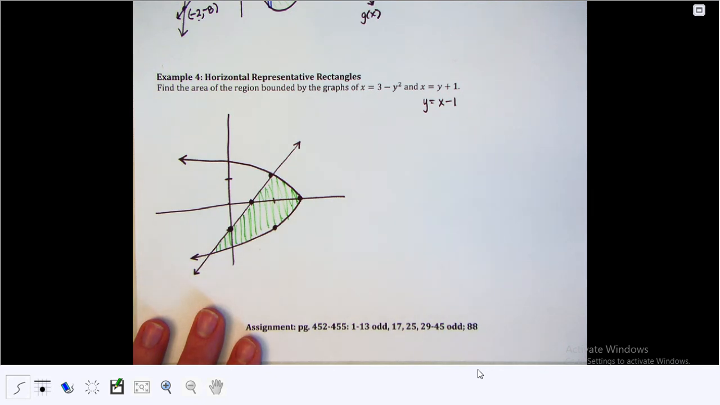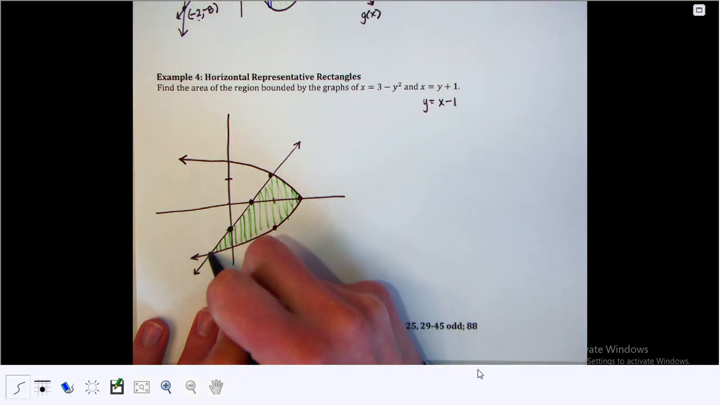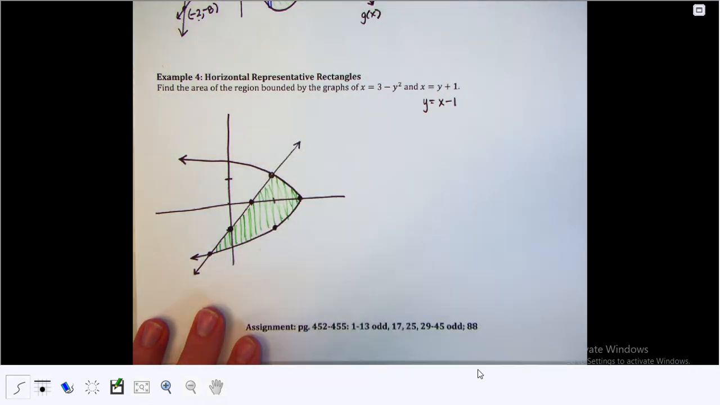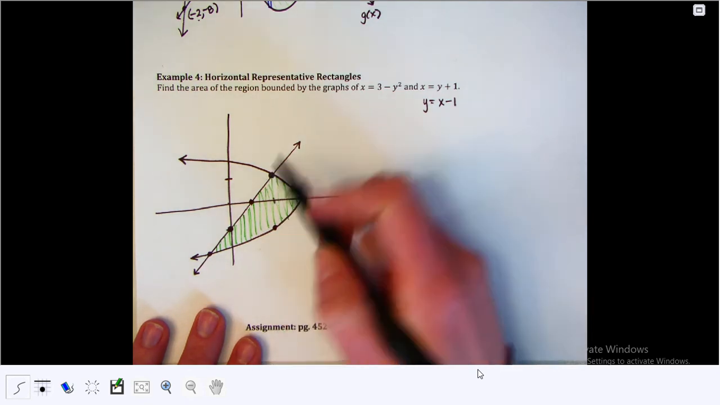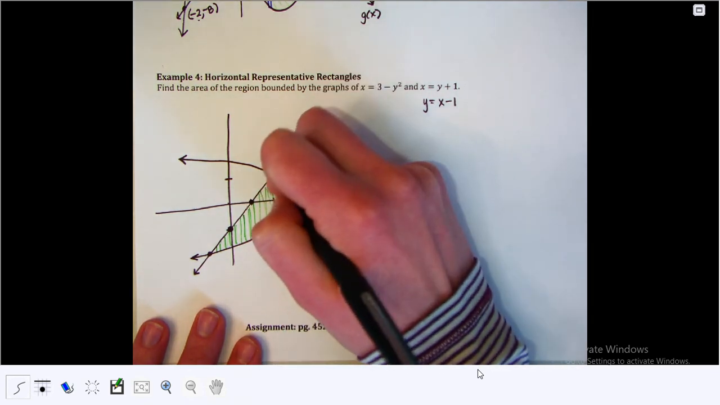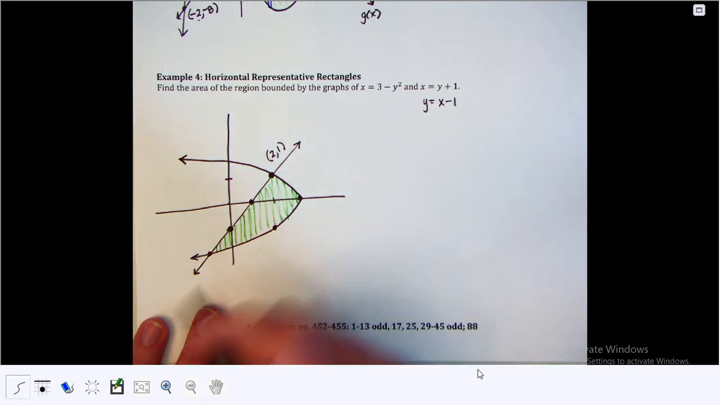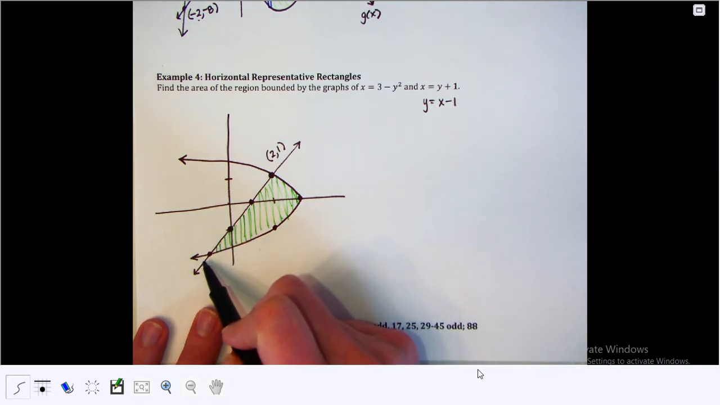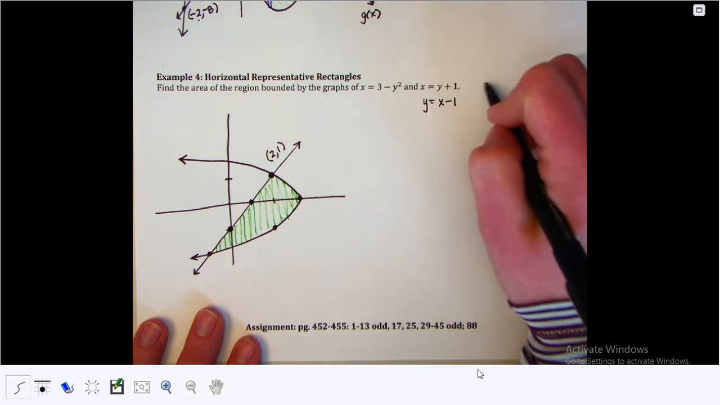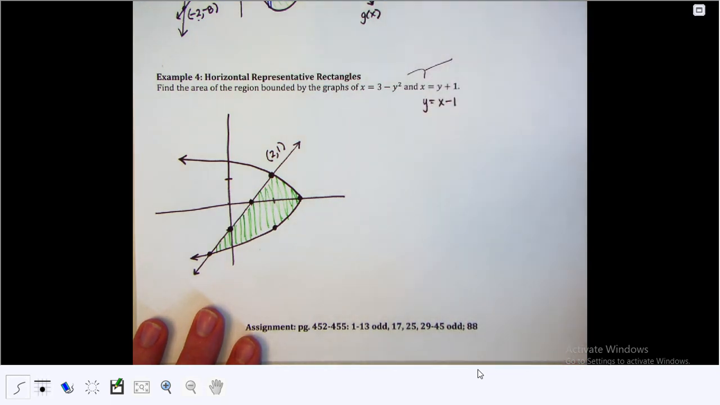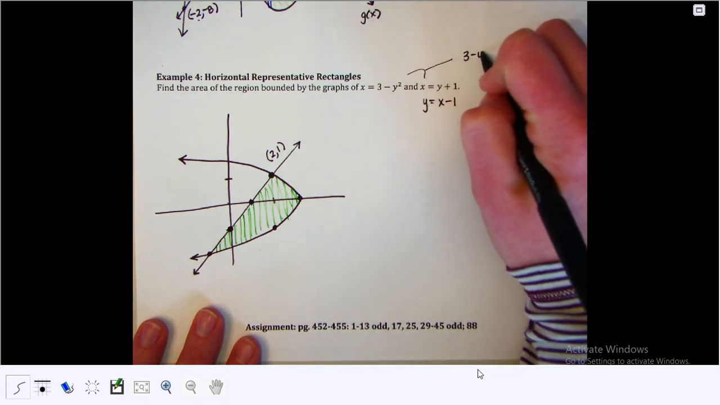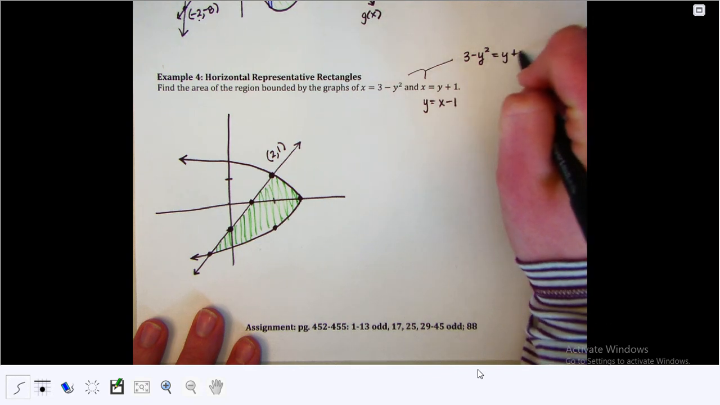I do need to know the intersection points for those, however, right here and right here. Now this one we got a little bit lucky because I used that particular point to graph my parabola. So here I could do the same thing and try to guess and check, or I could just use substitution: 3 minus y squared should be equal to y plus 1.